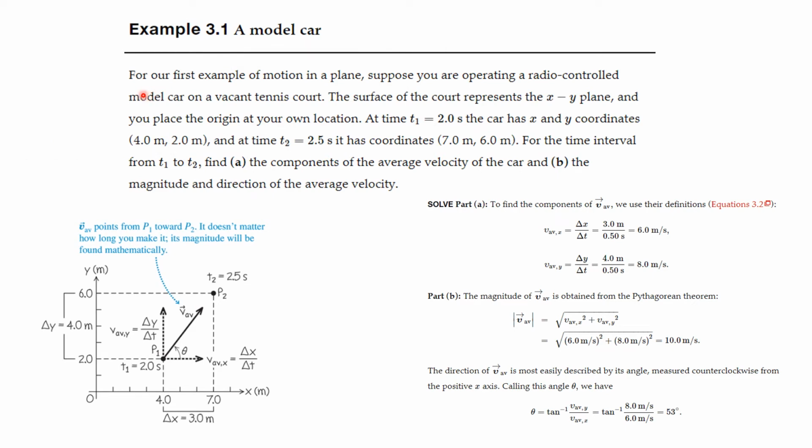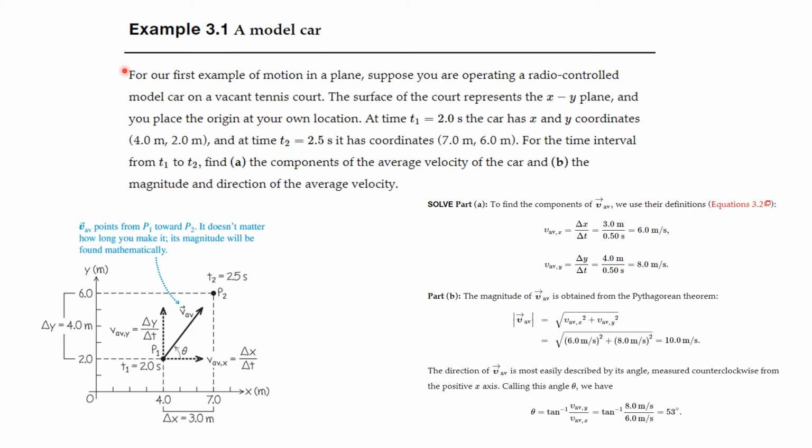Let's do a problem now. So we have a model car. For our first example of motion in a plane, suppose you are operating a radio-controlled model car on a vacant tennis court. The surface of the court represents the xy plane, and you place the origin at your own location.